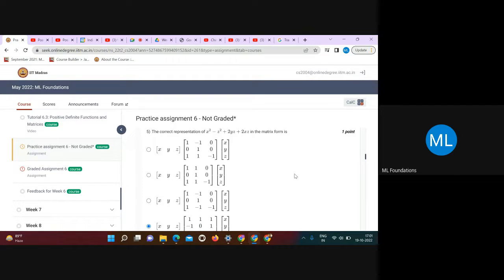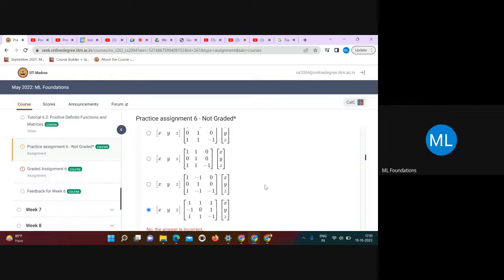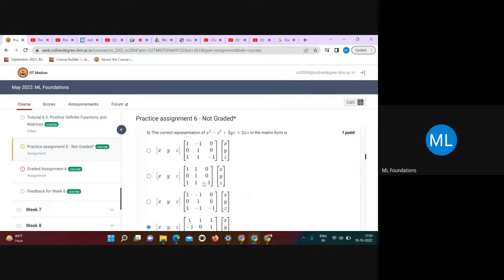But this is what I will tell you. If you are getting some problems, it is better to multiply. Some options you can directly eliminate, but if you are getting stuck with two options, then you multiply. For this problem it's pretty simple because y square was 0 and you can directly say this is the fourth option.